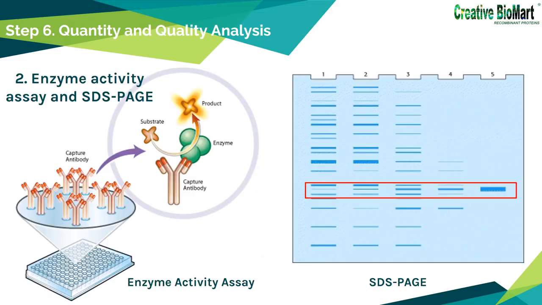Besides qualitative analysis of protein purification, we also need to quantify the target protein at each step. If the target protein is an enzyme, we could determine the protein concentration by enzyme activity. On the other hand, if the target protein doesn't have enzyme activity, we could semi-quantify the target protein through SDS-PAGE gel, which could analyze the percentage of the target protein in the total sample.